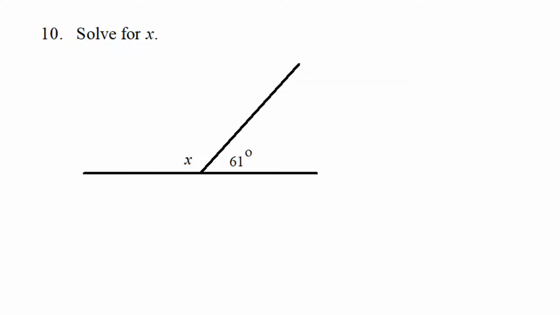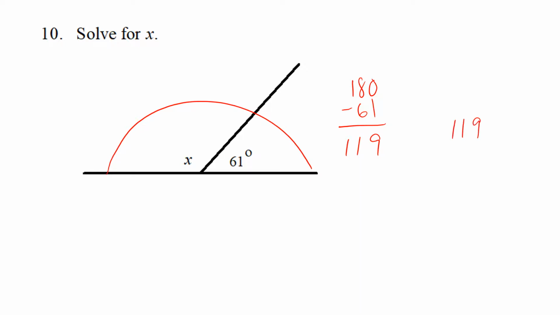Okay, so this whole thing is 180 degrees, and we will then take 180 and subtract the 61 to give us the value of x. So that would be 119, I'm pretty sure. So if I take 119 plus 61 to check, that's 180. So x equals 119 degrees. There you go.